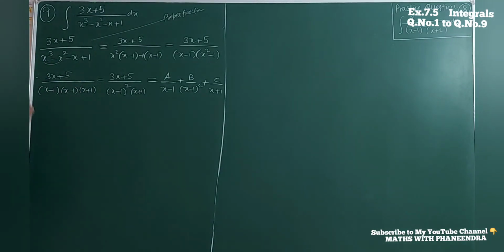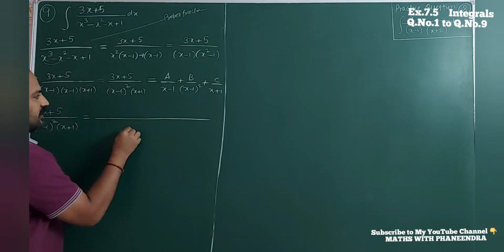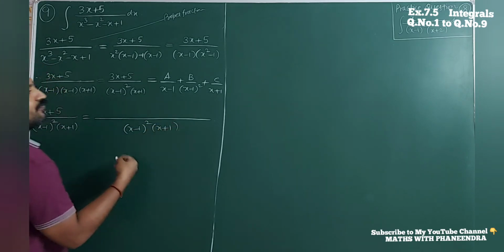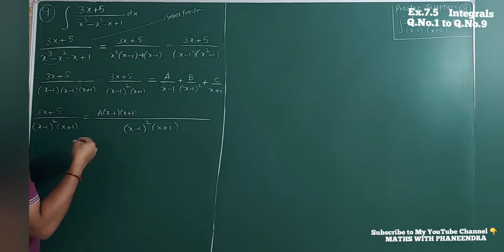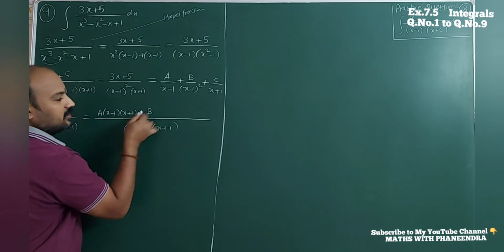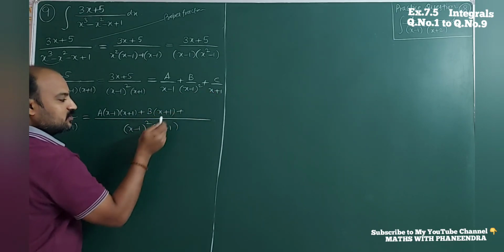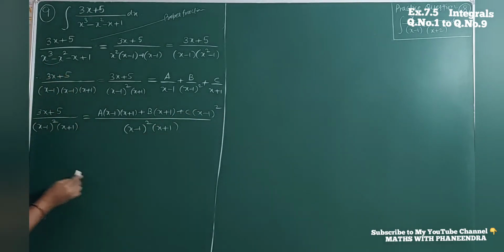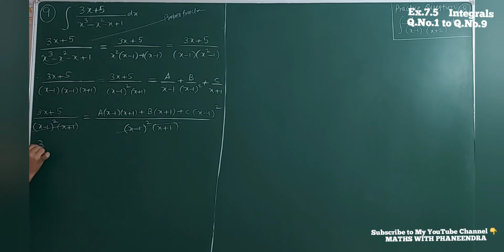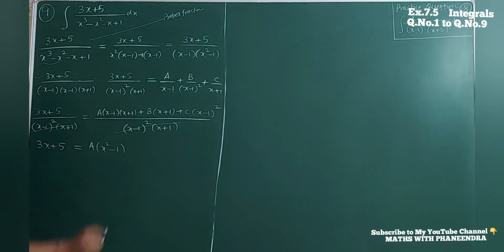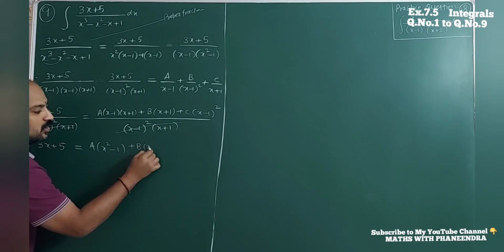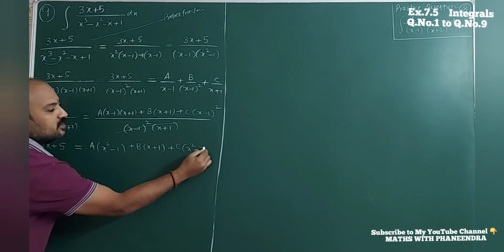After that, general procedure. 3x plus 5 divided by x minus 1 whole square into x plus 1. So, LCM is x minus 1 whole square into x plus 1. x minus 1 gets cancelled, a into x minus 1 into x plus 1, plus x minus 1 whole square will be cancelled, so b into x plus 1, plus x plus 1 cancels, c into x minus 1 whole square. So both the denominators are going to get cancelled. So 3x plus 5 is equal to a into x square minus 1, plus b into x plus 1, plus c into x square minus 2x plus 1.